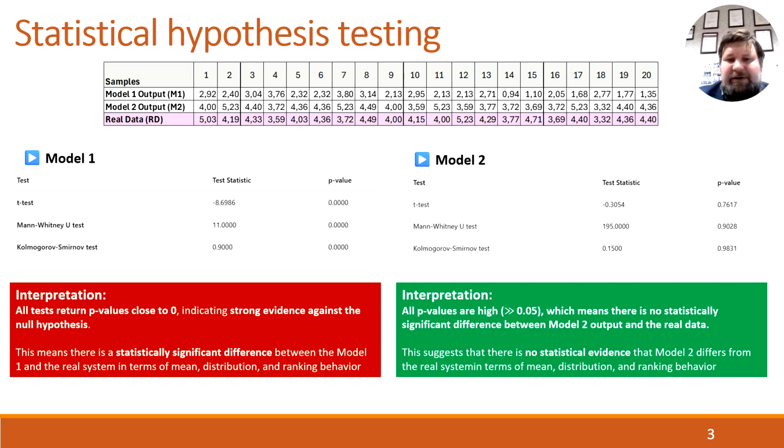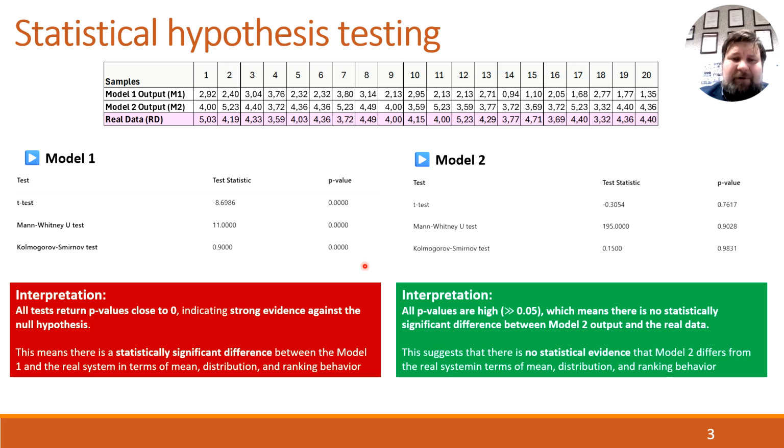So here is just a numerical demonstration of how we are applying statistical hypothesis testing. Just to remind you, we are talking about the t-test, U-test, and Kolmogorov-Smirnov test. And again, as you are able to see, we have the output from model 1, we have the output from model 2, and we have the real data. So applying statistical hypothesis testing, we are receiving a test value and we are receiving something which is called a p-value.